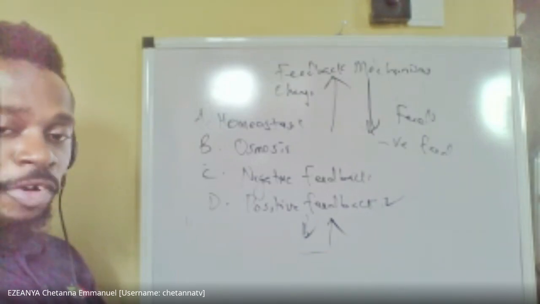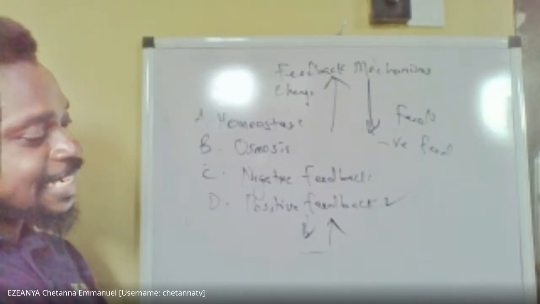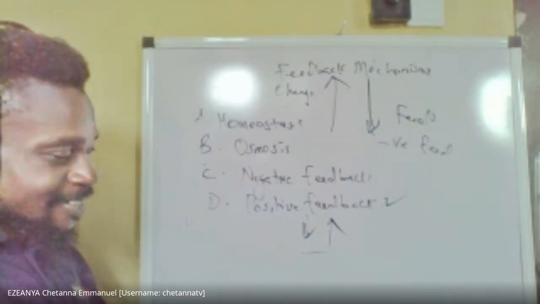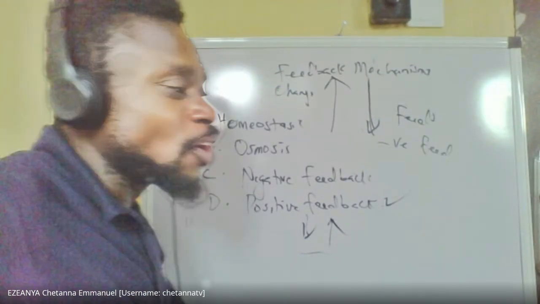Isn't it so? So if the body mistakenly applies negative feedback when the baby is supposed to come out, maybe the baby's head has come out, the neck is there, then contraction will stop. What will happen?